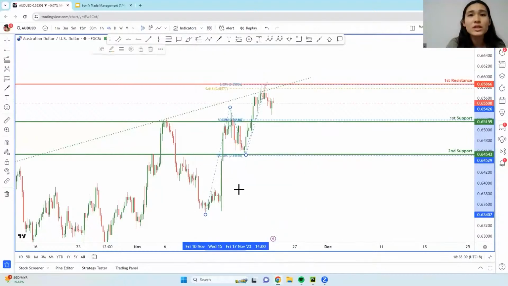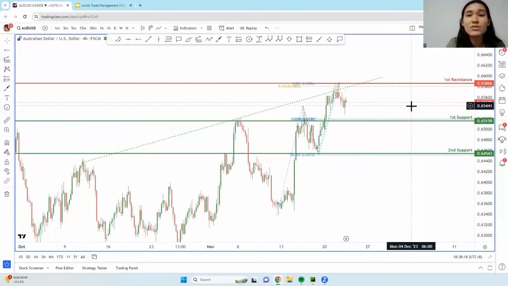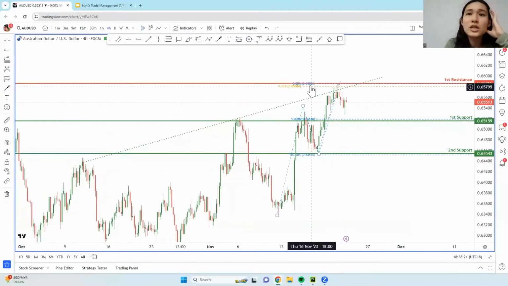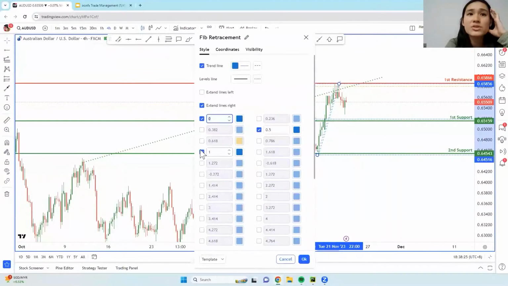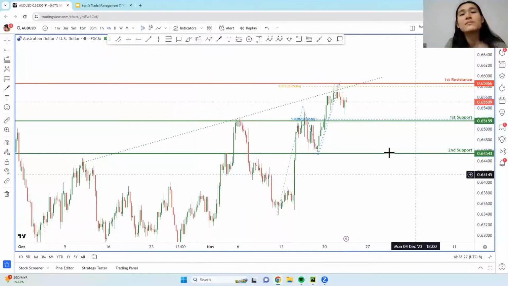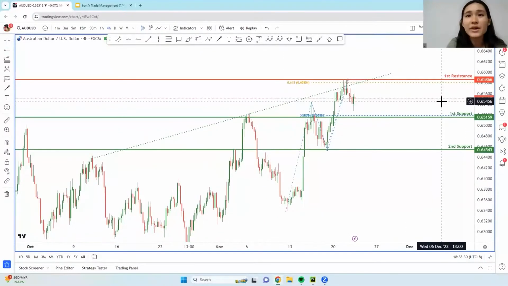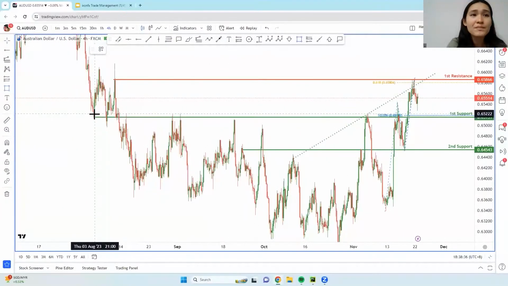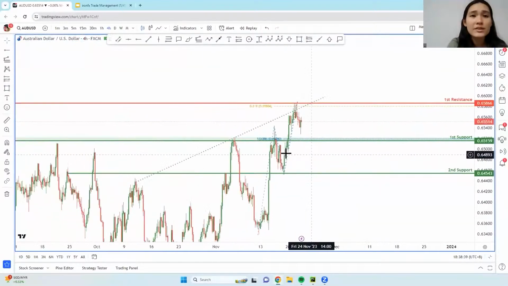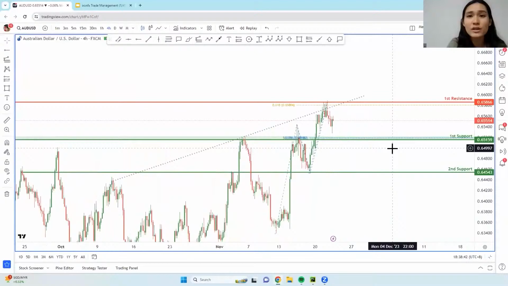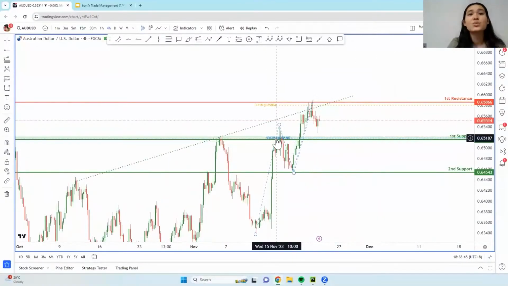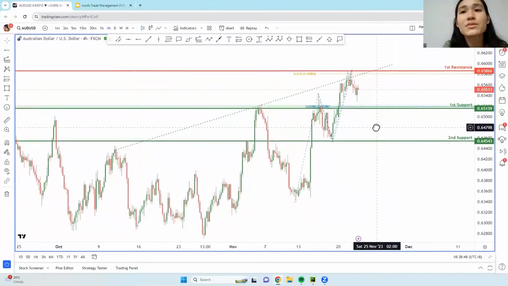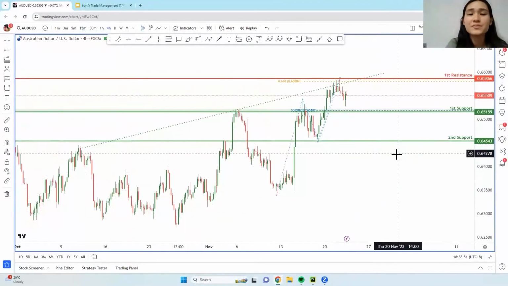Okay, my 61.8 also lines up with my first resistance. It doesn't have to line up exactly because we're typically looking for areas and not so much specific levels. As long as they are kind of near the area, that's fine. So we can see my first support is a really significant area, because I have this overlap support level as well as a 50% and 61.8% Fibonacci confluence area.